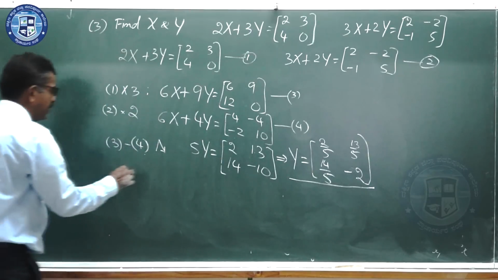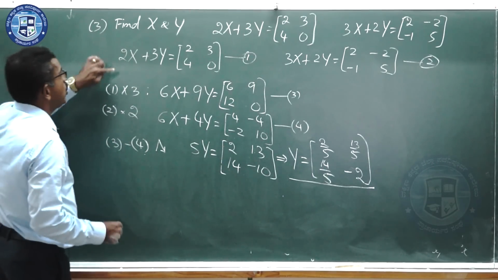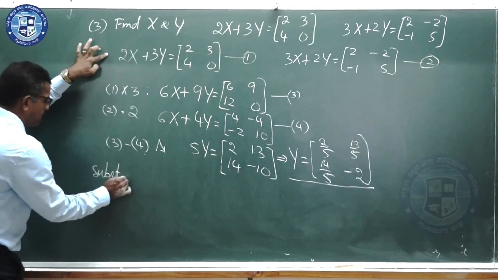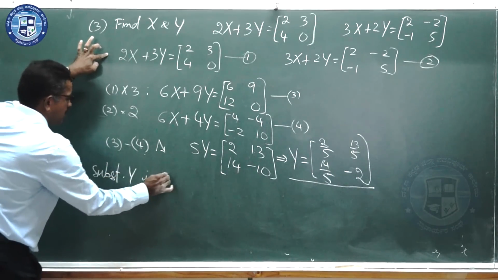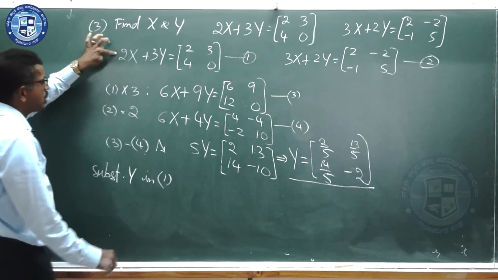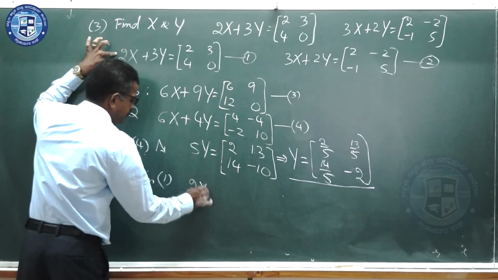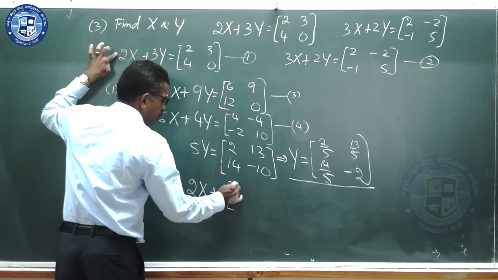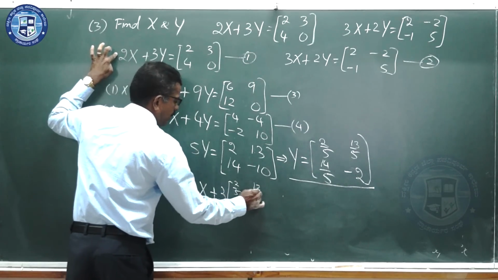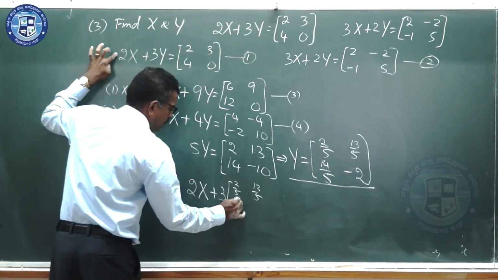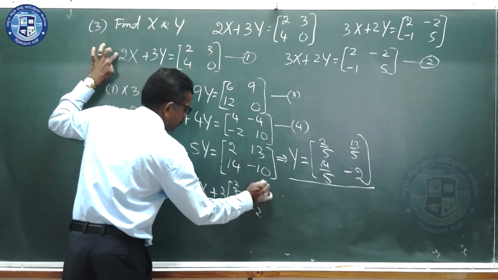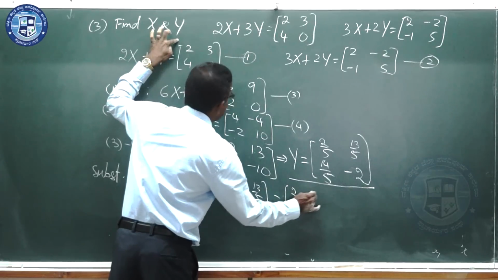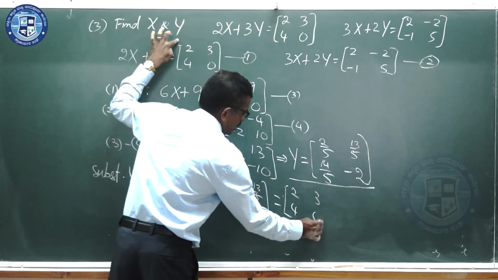Next, what can be done later? In order to get the value of x, I go with equation 1, substitute y in equation 1. Equation 1 would be 2x plus 3 into y, which is given as 2 by 5, 13 by 5, 14 by 5, minus 2, will be equal to, right hand side is 2, 3, 4, 0.